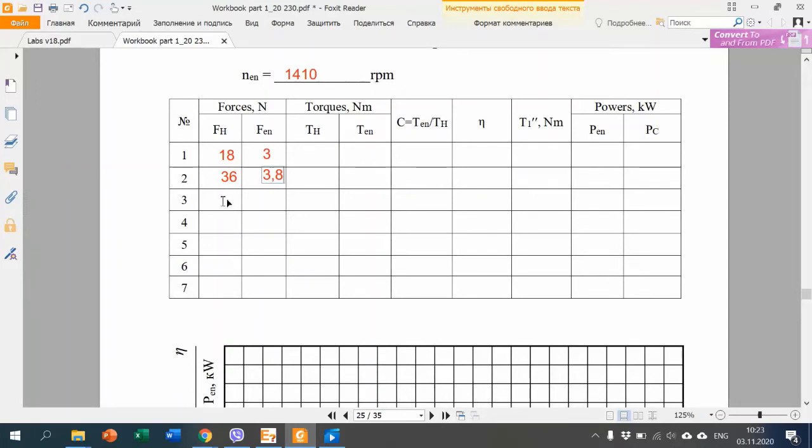So we add 2 kilograms, it's 20 newtons plus 36, so 56 newtons, and the result is approximately 4.7.